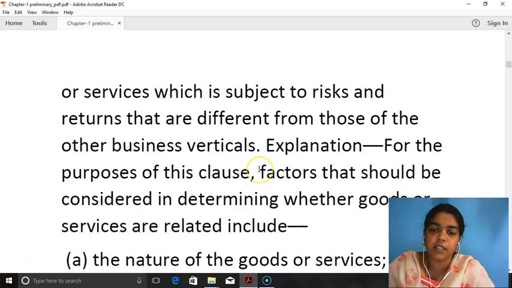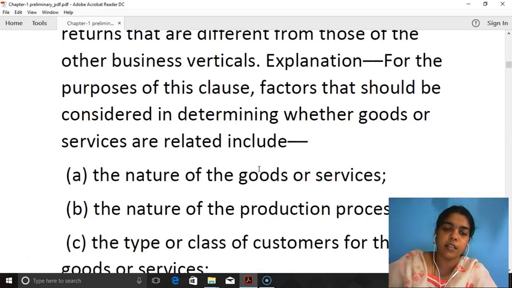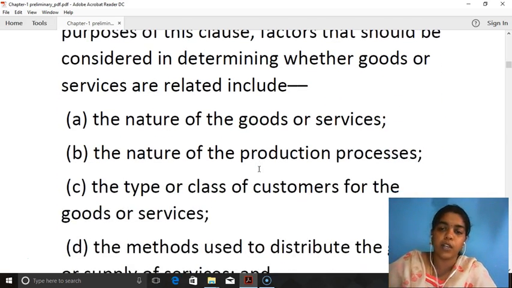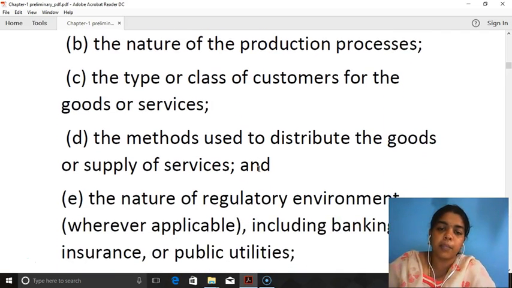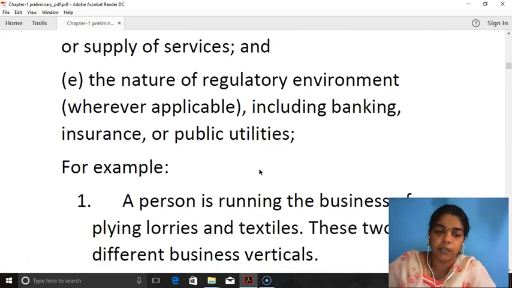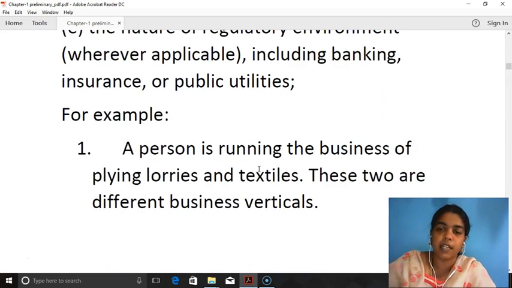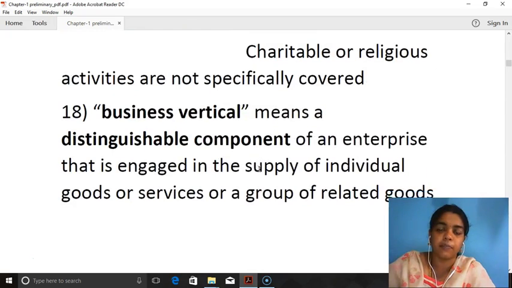Example, for the purpose of this class, factors that should be considered in determining whether goods or services are related include the nature of the goods or service, the nature of the production processes, the type or class of customers for the goods or service, the methods used to distribute the goods or supply of services, and the nature of regulatory environment including banking, insurance, or public utilities. For example, a person is running the business of plying lorries and textiles. These two are different business verticals. Let us get down one by one.